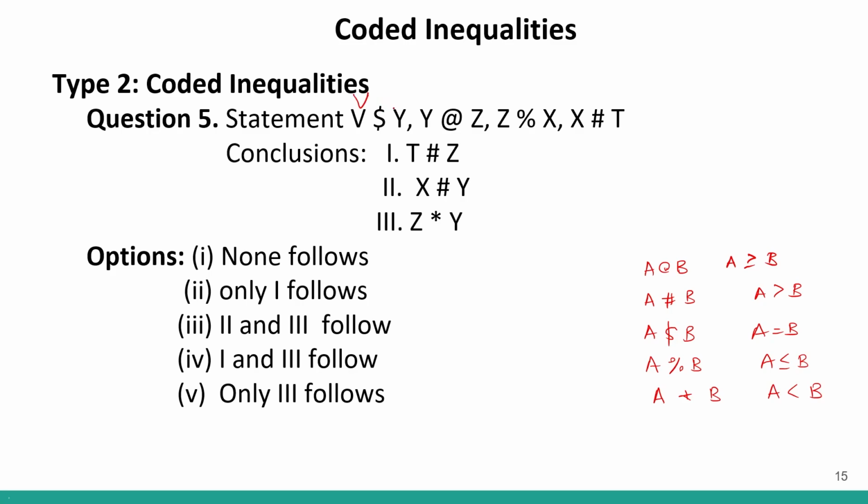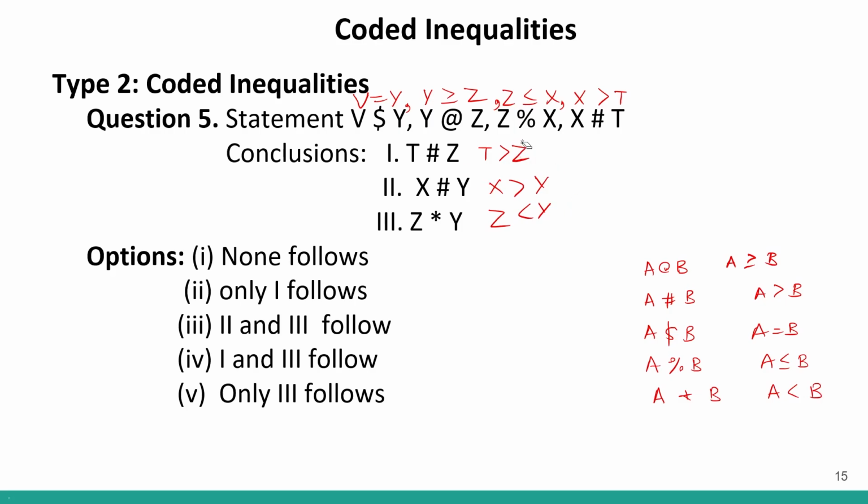V $ Y means V is equal to Y. Y is greater than or equal to Z. Z is less than or equal to X. X is greater than T. Okay. Same thing for conclusion. T is greater than Z. X is greater than Y. And Z is basically less than Y. Okay. So we have to find which of them is correct.